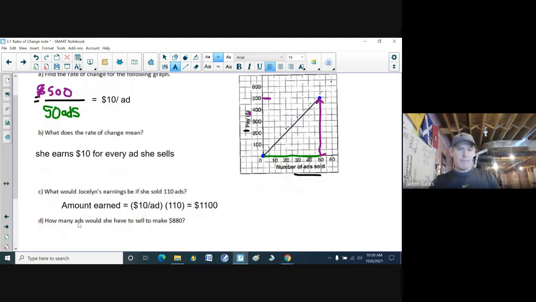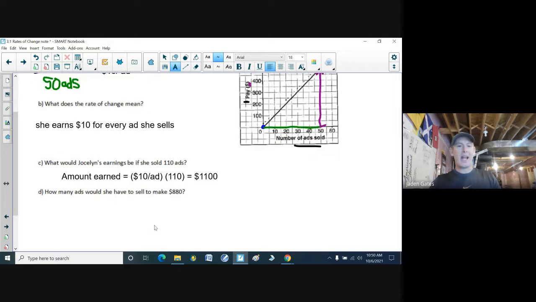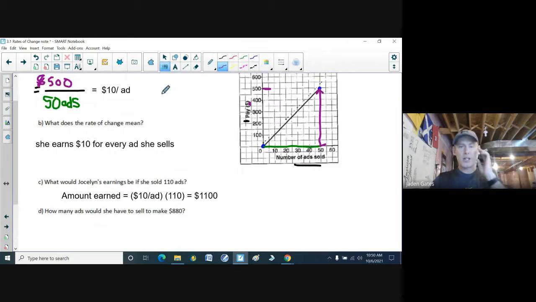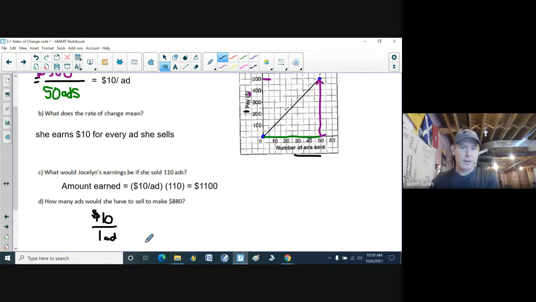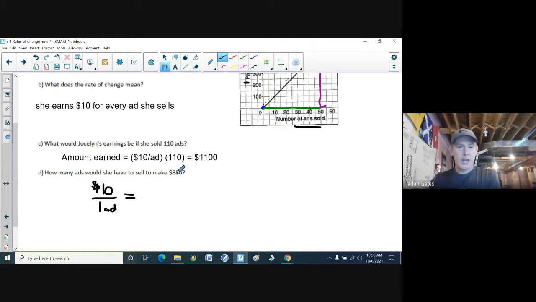Now we go the other way. How many ads would she have to sell to make $880? So again, this is where I'm going to use my unit rate, where I've got $10 for one ad. She wants to make $880. So I'll put that in our other, 880. Better fix that. And we want to know how many ads. So that's our X value. Again, just using unit rates here.